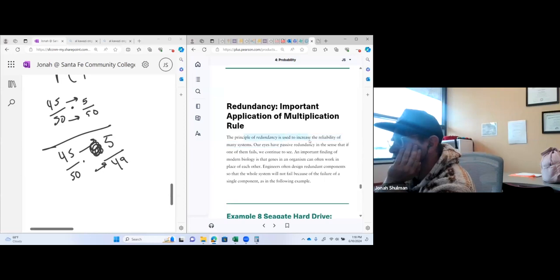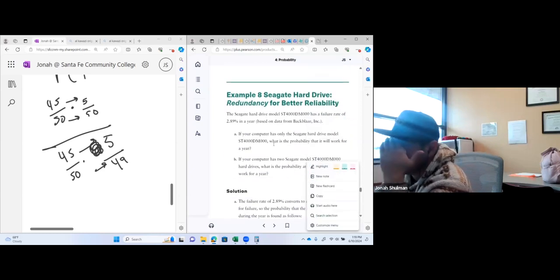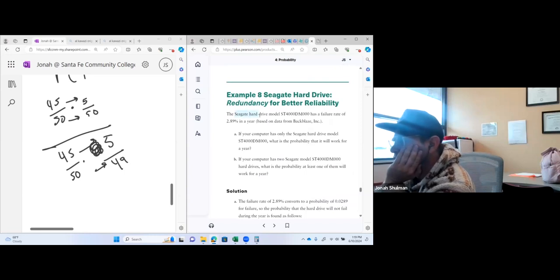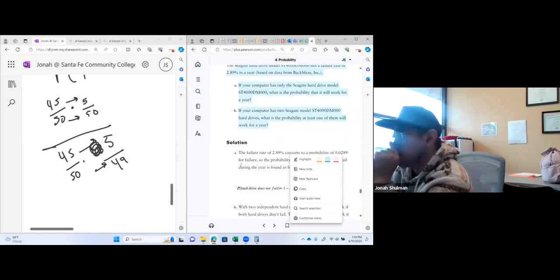So the principle of redundancy is used to increase the reliability of systems. Systems have passive redundancy in the sense that if one of them fails, we'll continue to see. Very often we design redundant components so the whole system will not fail at the failure of a single component. I want to understand what this means. The Seagate hard drive model has a failure rate of 2.89% in a year. If your computer has only one Seagate hard drive, what is the probability that it will work for a year? If your computer has two Seagate hard drives, what is the probability that at least one of them will work for a year? So let's really think about this.